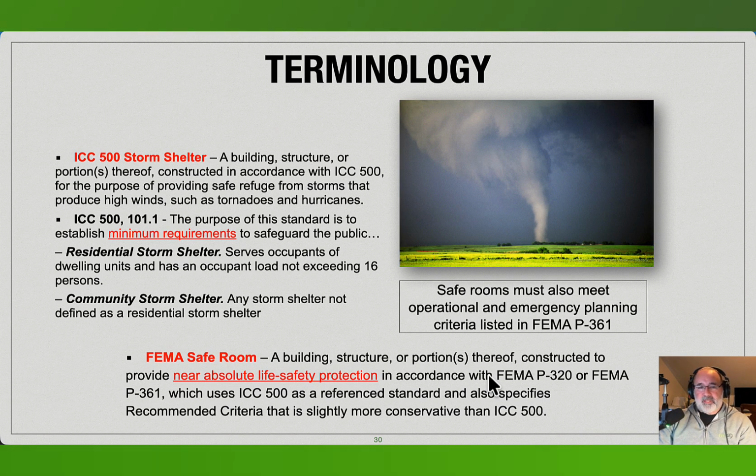Some of the different terminology that we want to make sure everybody's aware of. According to ICC 500, a building, a structure, or a portion thereof is constructed in accordance with ICC 500 for the purpose of providing safe refuge from storms that produce high winds, such as tornadoes and hurricanes. Pretty straightforward stuff. The purpose of the standard is to establish minimum requirements to safeguard the public. So we have residential storm shelters that serve occupants in dwelling units and do not have an occupancy load exceeding 16 persons, or a community storm shelter, really anything that's not as small as what you'd have in a residence.